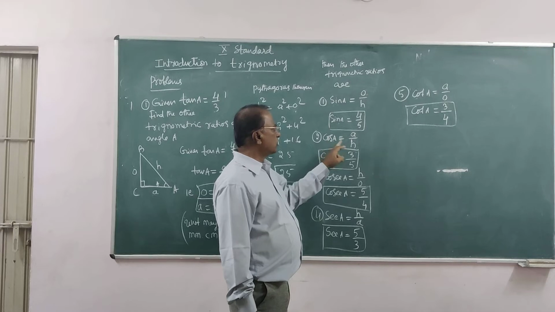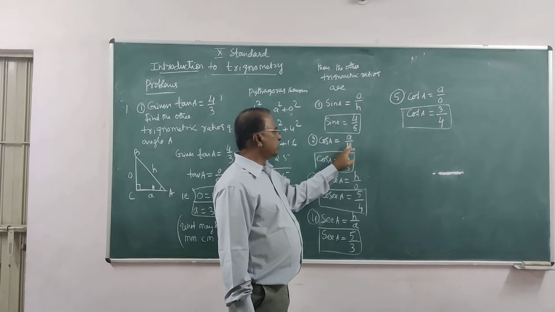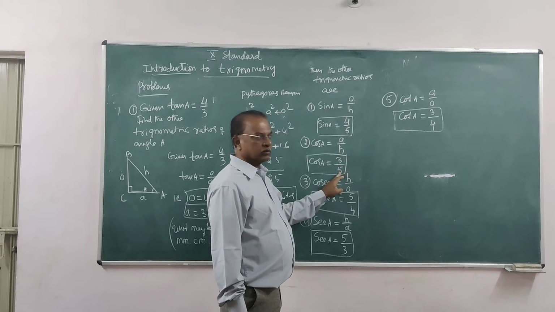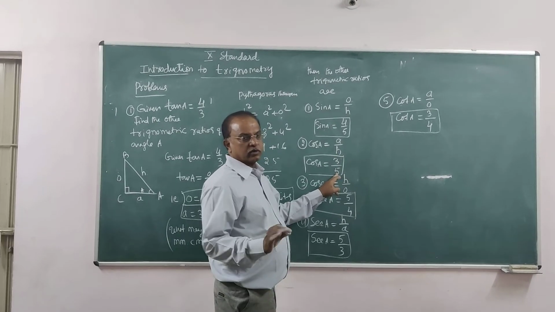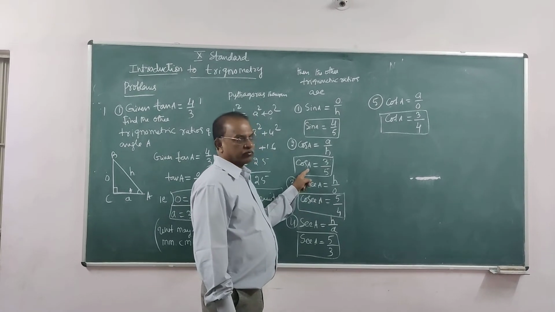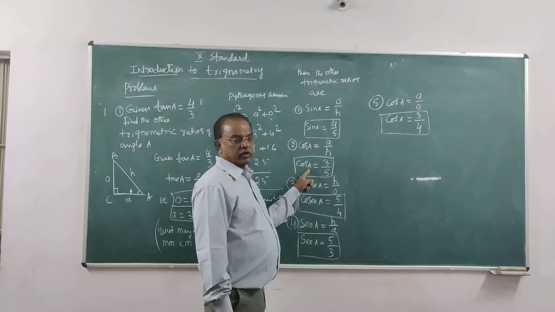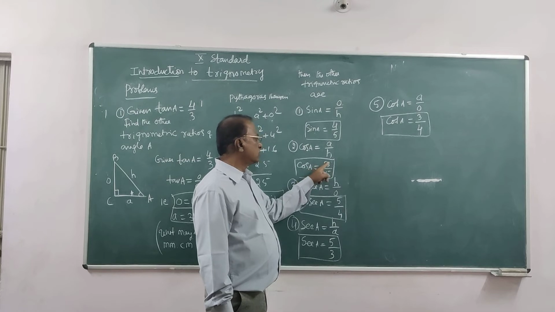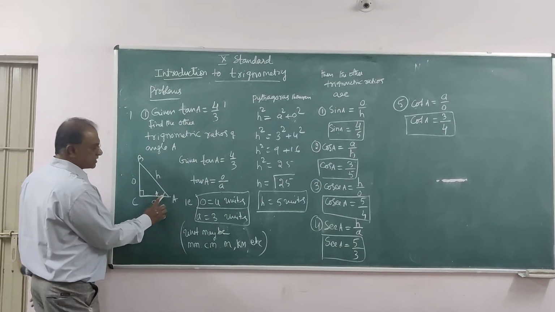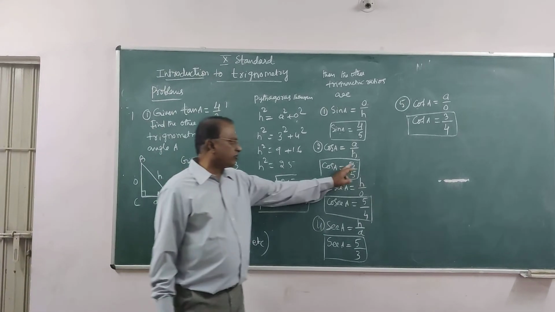Similarly, cos is equal to, by definition, A by H. What is A? 3. H is 5. Substitute the lengths of the sides. The trigonometric ratio of cos A is 3 by 5.